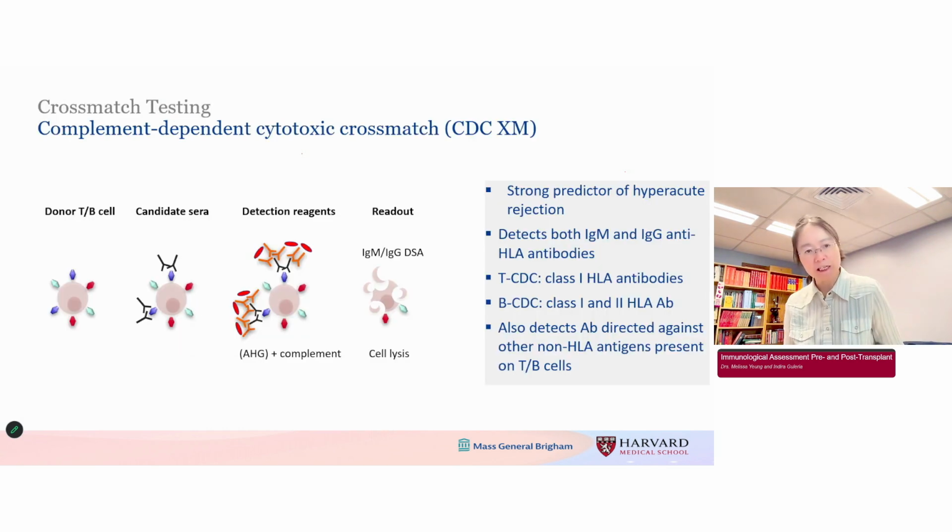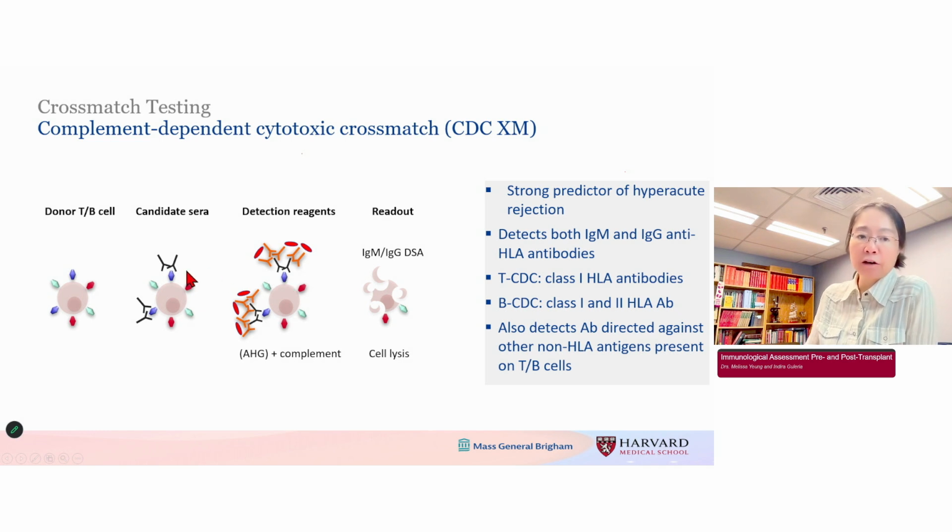So the CDC cross-match assay, this is how it works. You take your donor T or B cell fractions, you add your patient's sera to it, and then you add your detection reagents, which include an augmentation anti-human globulin and complement. And if there was alloantibody that bound to the donor T cell or B cell, then your readout would be cell lysis. And that would indicate that there is some form of IgM or IgG donor-specific antibody.